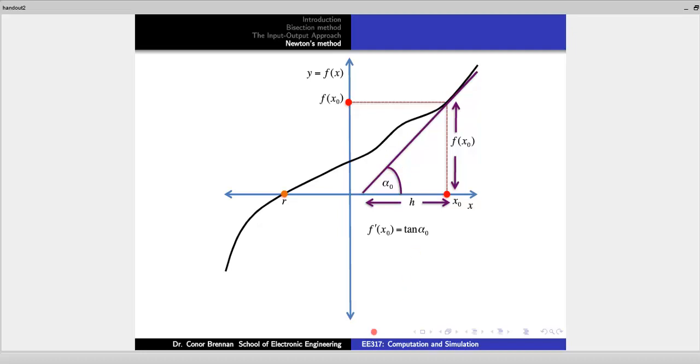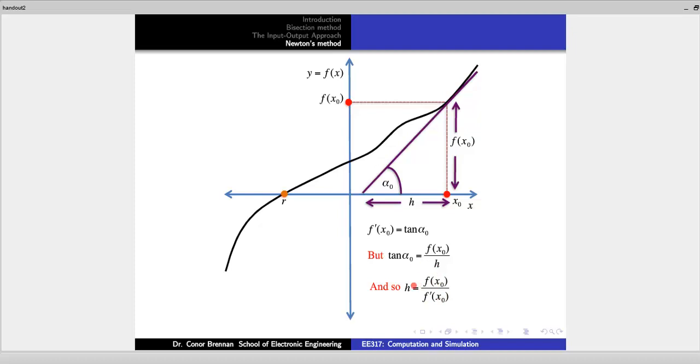How does that help us? The tan of this angle is equal to the opposite, which is f of x0, divided by this amount here, which we call h. So tan of alpha 0, which is df/dx, is equal to this opposite distance, which is just a function value, divided by h. Therefore h, just rearranging this, is equal to f of x0 over tan, which in turn is f of x0 over f dash.